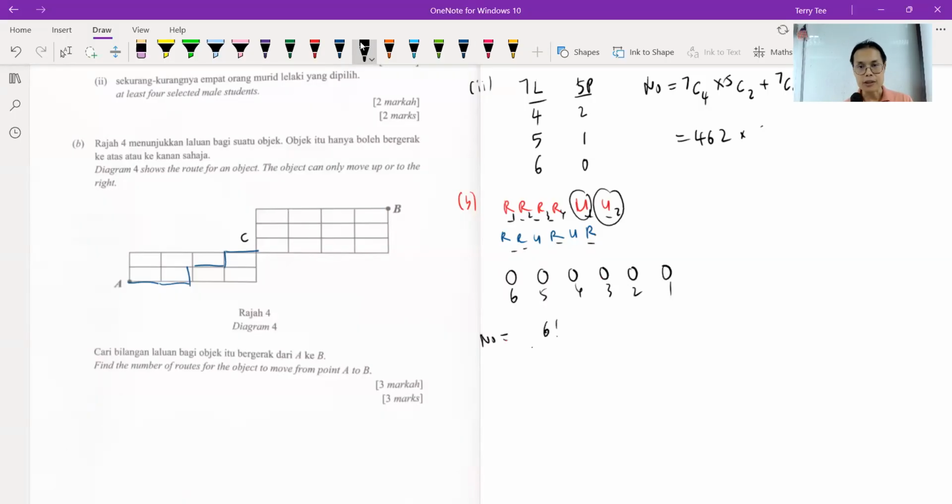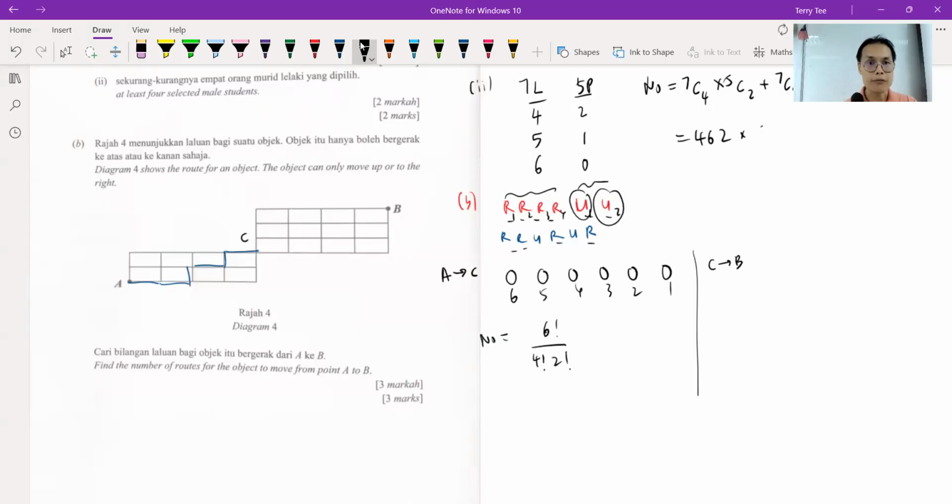However, the R's here are all identical, I'm just going 1 unit to the right. So we're going to divide by 4 identical R. The U's, the ups, are all identical, so divide by 2 identical U. Okay, this is just the first part, from A to C. Then let's do C to B.